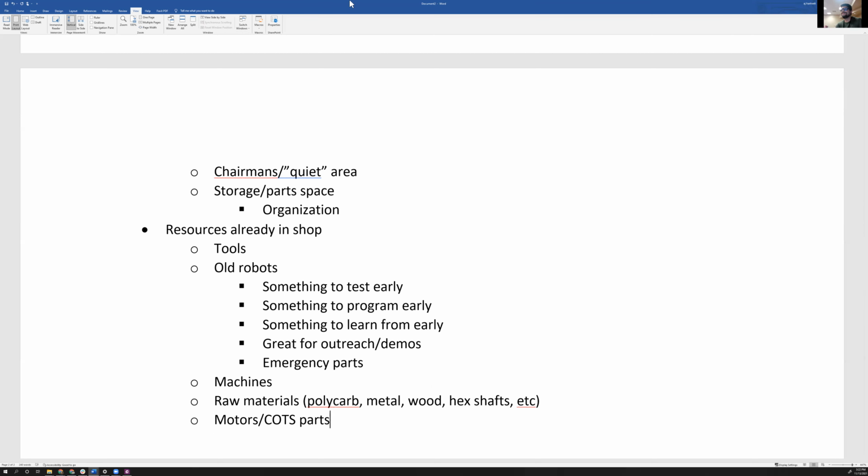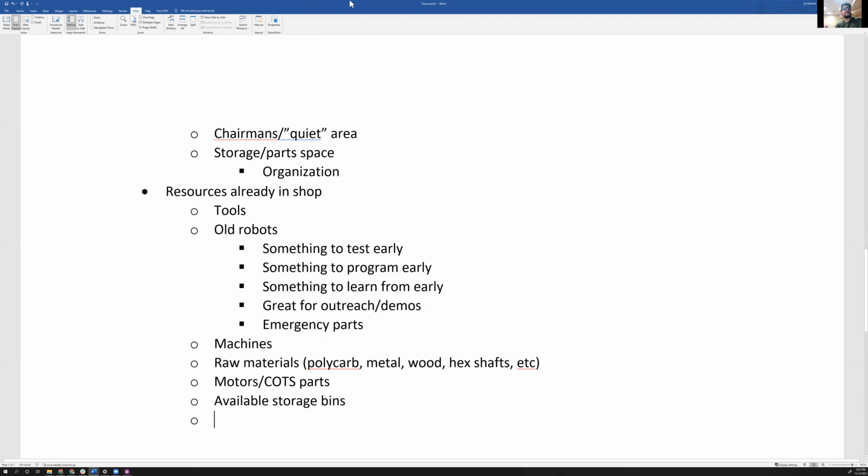Dania? Yeah, so we do have, I'll say available storage bins. Okay, Blake? Yeah, so I think that fits under COTS parts there. Sam? Fasteners. Good. Ryan? Oh, first aid equipment. Yeah, that's important. Okay, so we're just starting to list stuff.